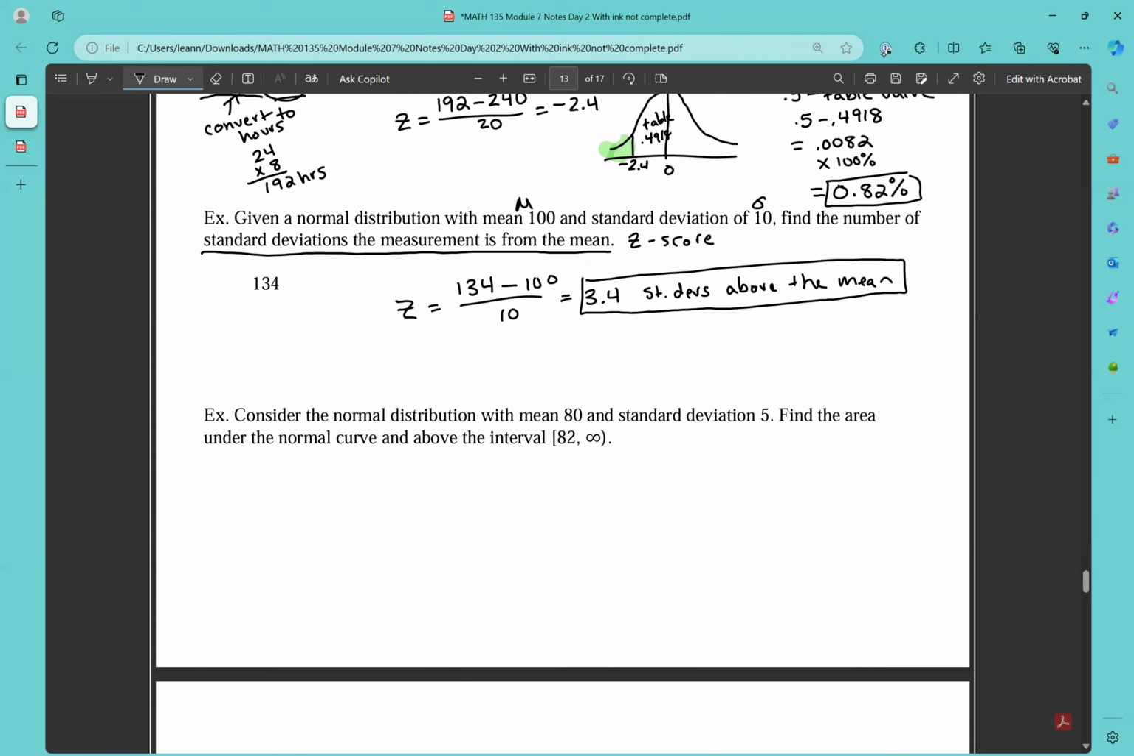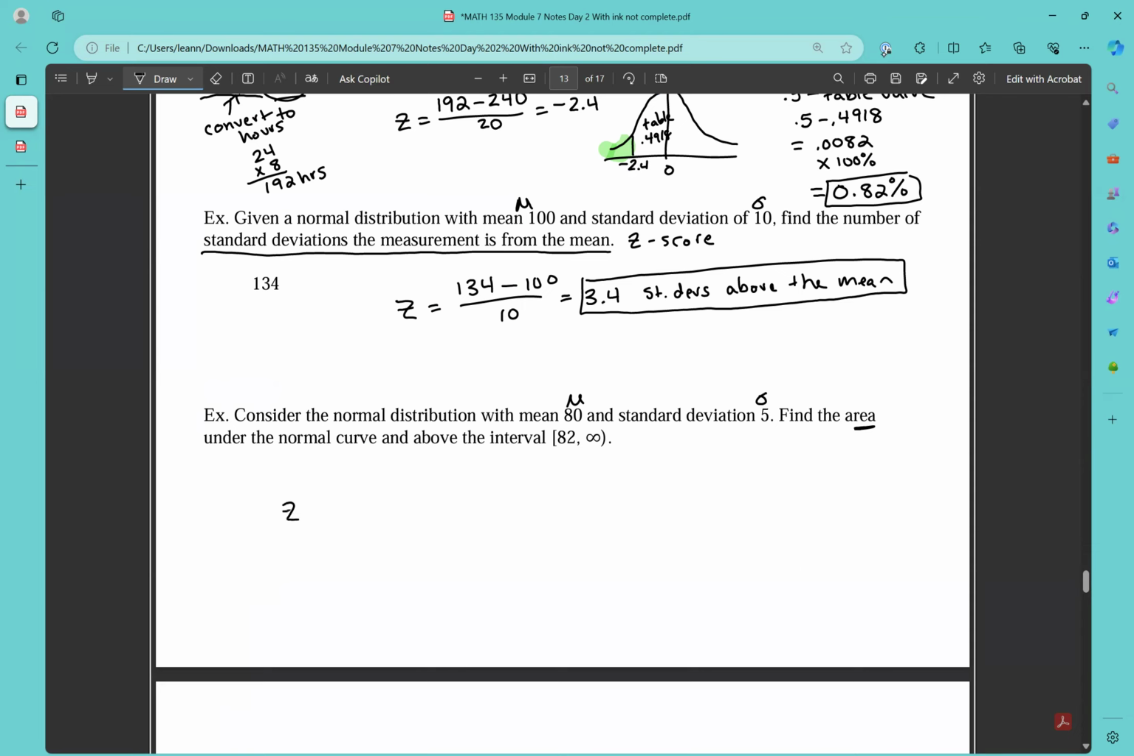All right, now look at this one. It says consider the normal distribution with a mean of 80 and a standard deviation of 5. Find the area under, so notice they're asking area, which means decimal, under the normal curve and above the interval 82 to infinity. So notice they're telling us how to do it. Instead of saying greater than or equal to 82, they're saying we're going from 82 to forever, essentially. So we're doing a tail.